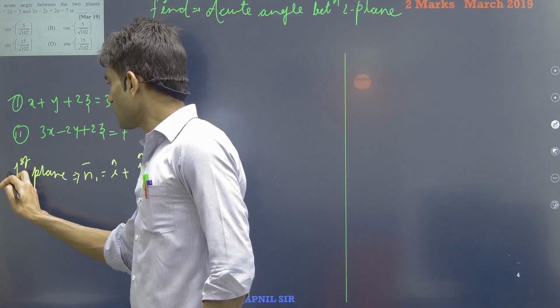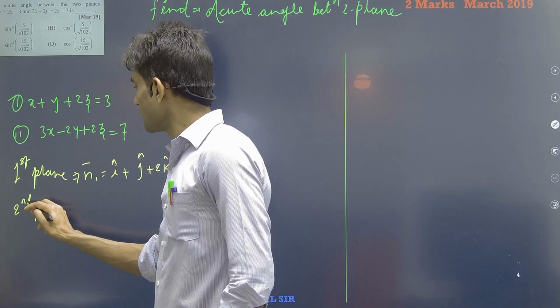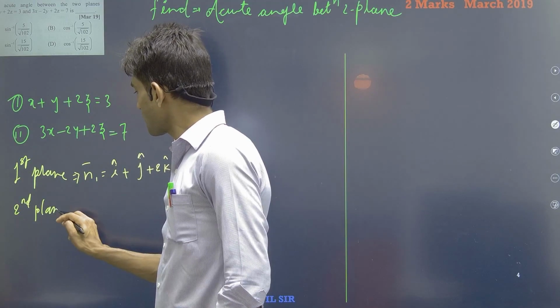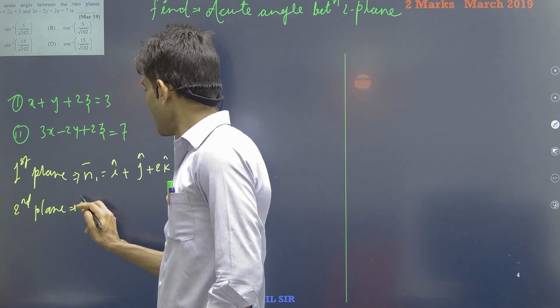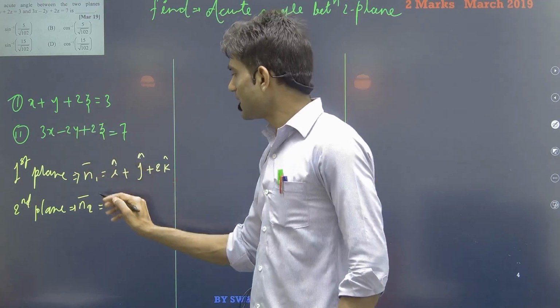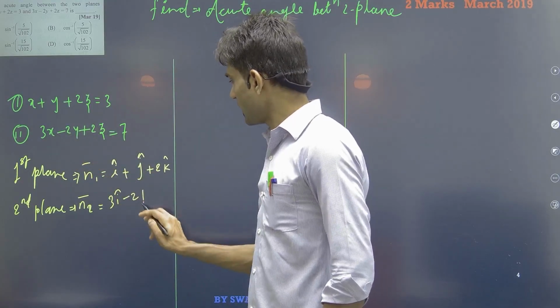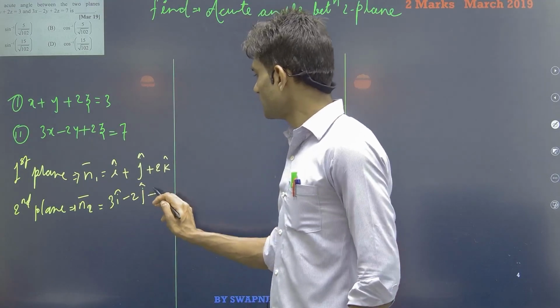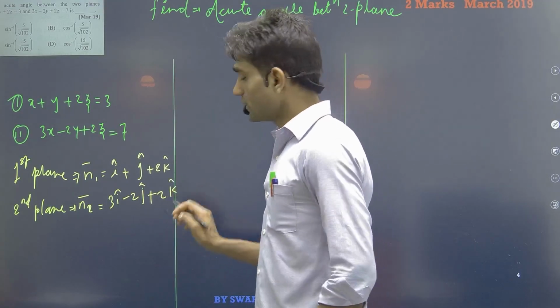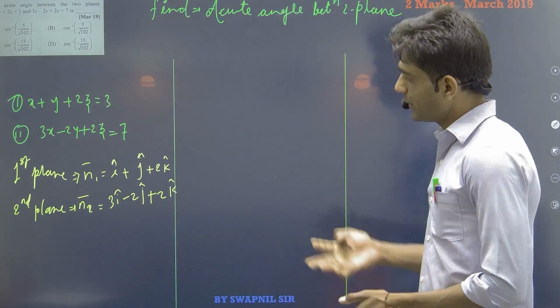Okay, go for the second plane. Define the second plane here. The second plane I can define as n2 bar, and n2 bar can be written as 3 times i cap minus 2 times j cap plus 2 times k cap. This one is our second plane: 3i minus 2j plus 2k.